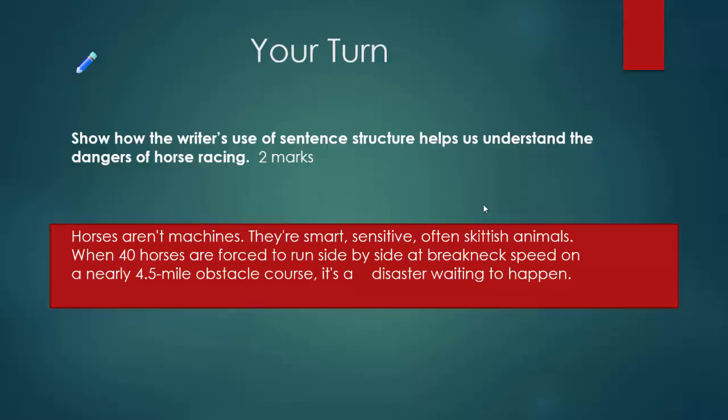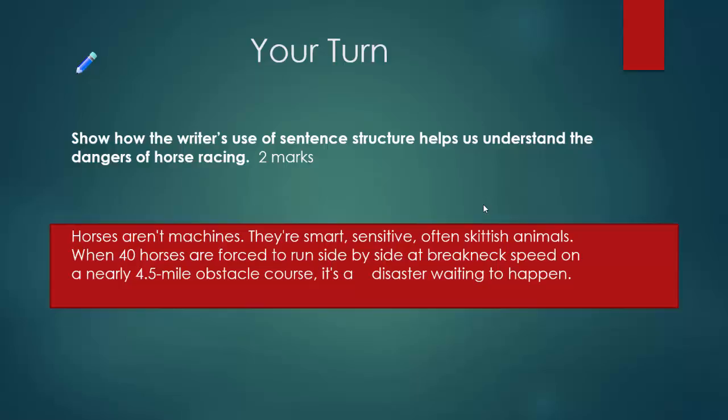Here is your passage. Horses aren't machines. They're smart, sensitive, often skittish animals. When 40 horses are forced to run side by side at breakneck speed on a nearly 4.5 mile obstacle course, it's a disaster waiting to happen.